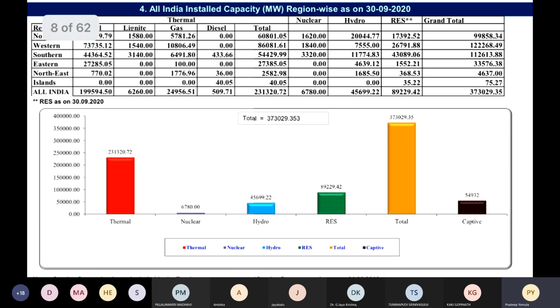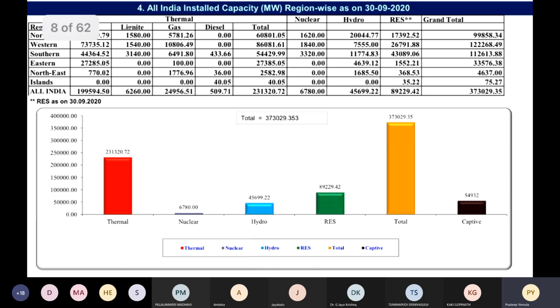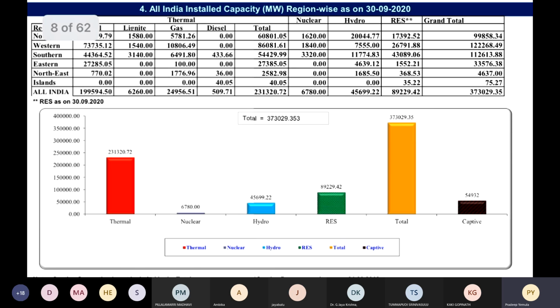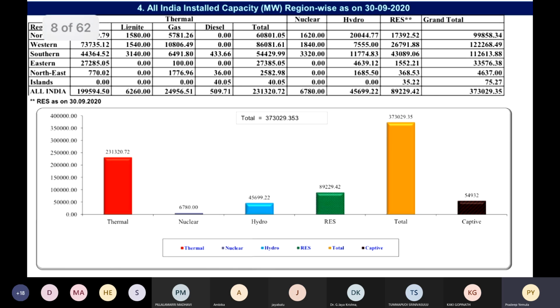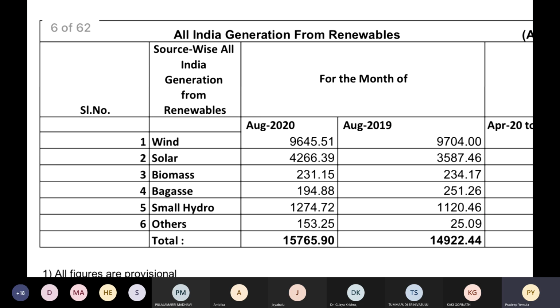It is about 89 gigawatts. So renewable energy capacity is about 89 gigawatts or 89,229 megawatts. It is similar. Whereas the thermal is still dominating, and the thermal is about 231 gigawatt. And total all India installed capacity is about 373 gigawatt.